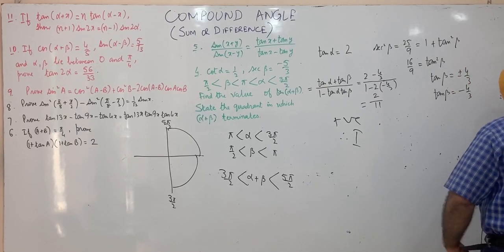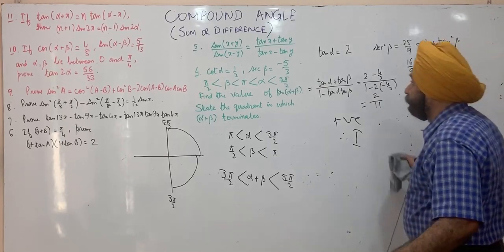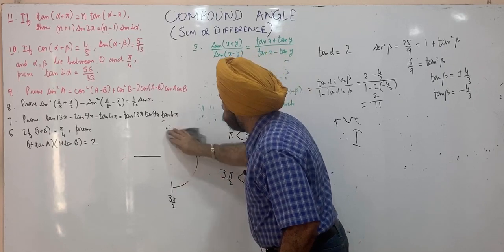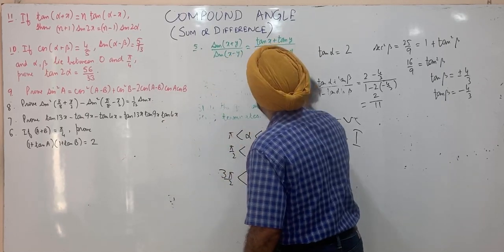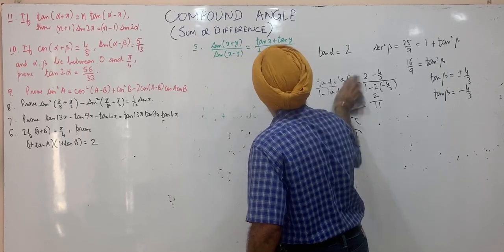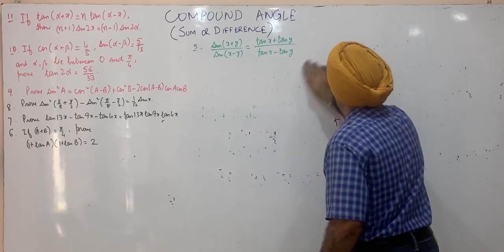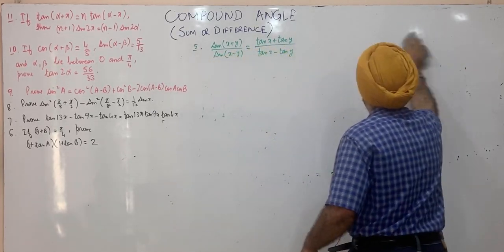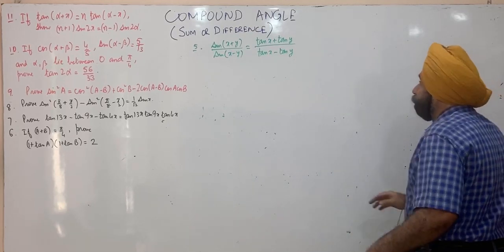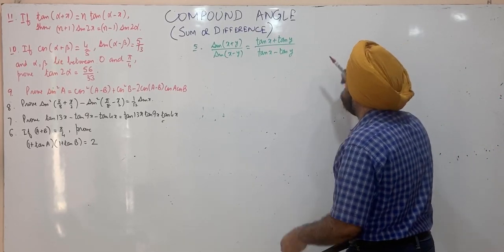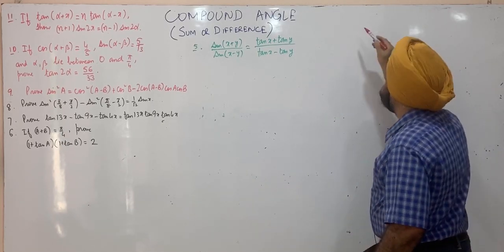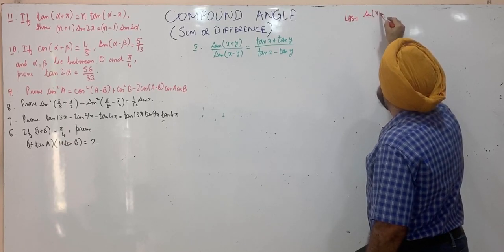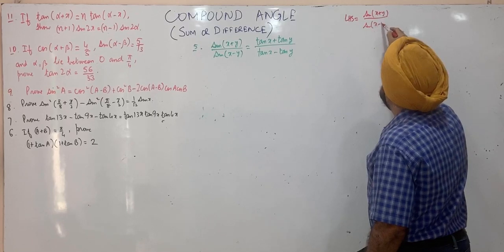we have to prove sine of x plus y upon sine of x minus y is equal to the right hand side, tan x plus tan y upon tan x minus tan y. So we can start from left hand side or from right hand side. So starting left hand side, sine of x plus y upon sine of x minus y.